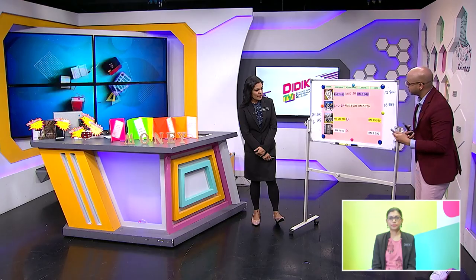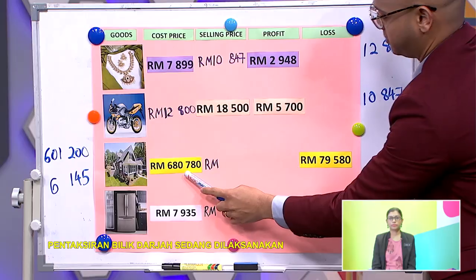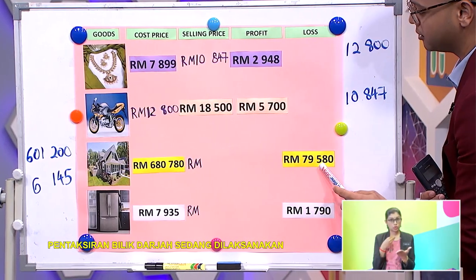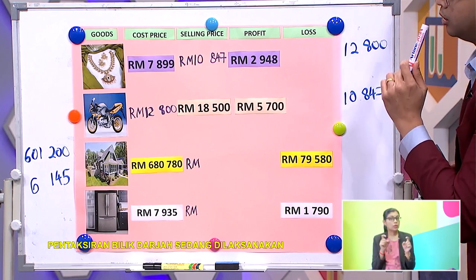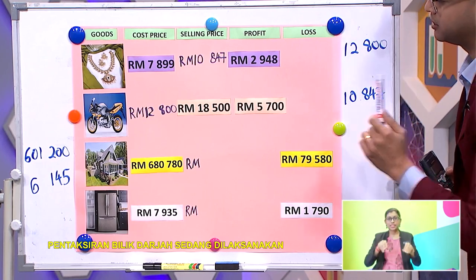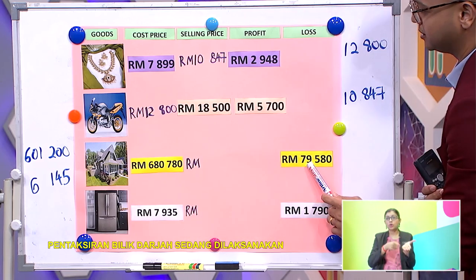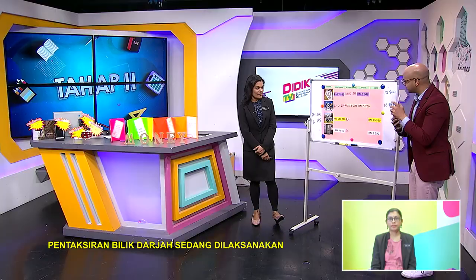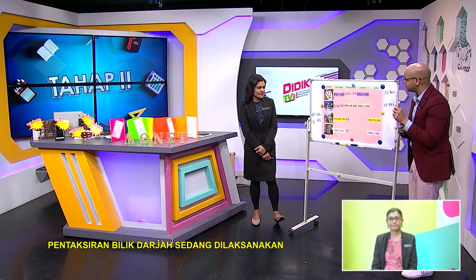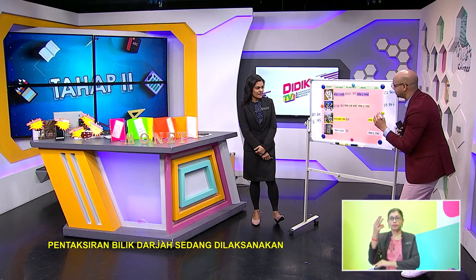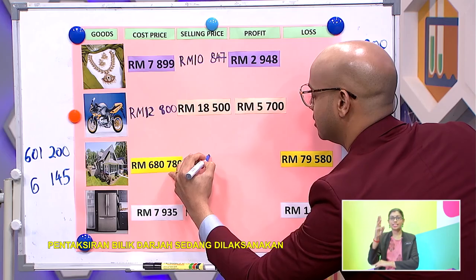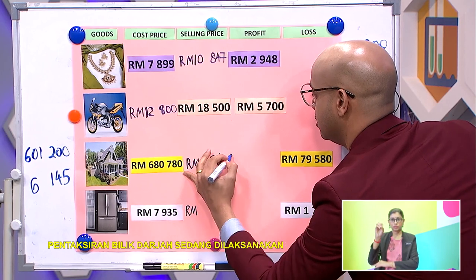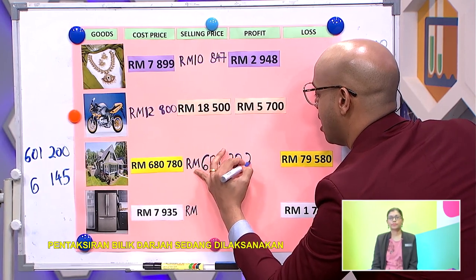Okay, so the next one here, a house. Cost price is given and then a loss. I have to find the selling price. Because it's a loss, that means it's sold lower than the cost price. So that would mean cost price minus loss. Let me calculate this. And the answer is 601,200.